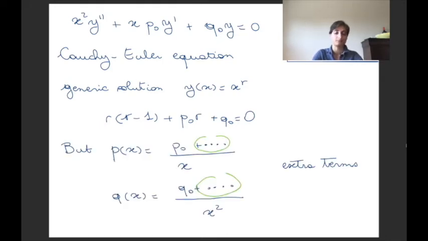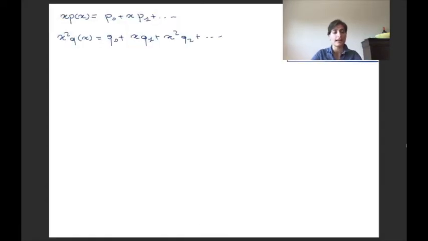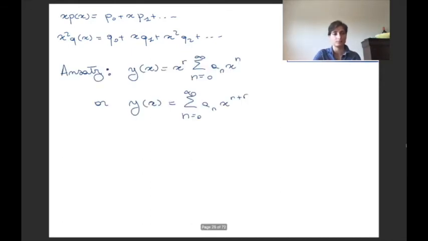But that, while it gives us some understanding, is not the full picture: p(x) and q(x) have extra terms. So they're not just defined by p0 divided by x and q0 divided by x squared. They have some extra elements, and we have to take care of them as well. So what we do is write x p(x) as a sum of terms, and x squared q(x) also as a sum of terms. By multiplying by x and x squared, we get rid of the singularity. We now have analyticity at x.